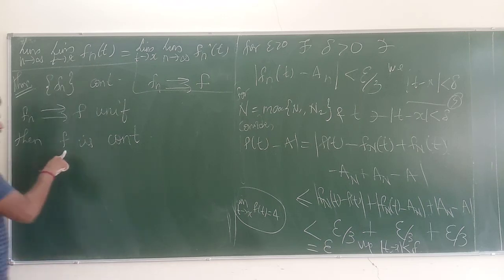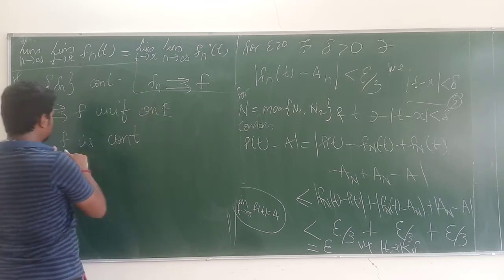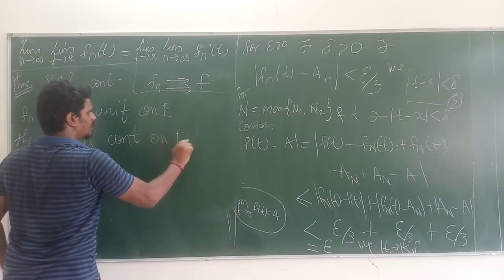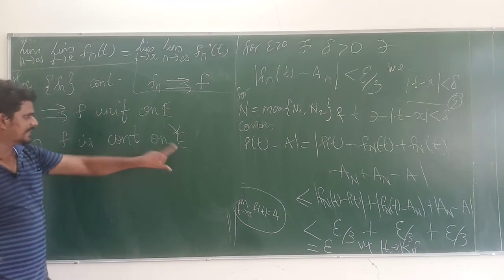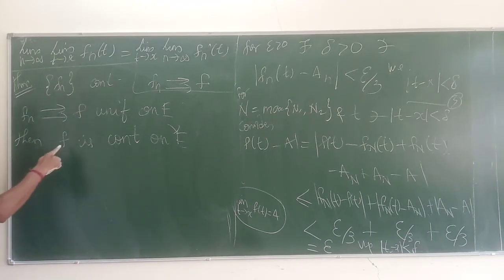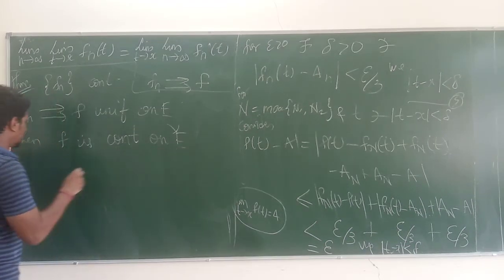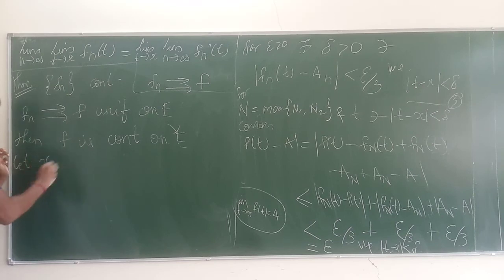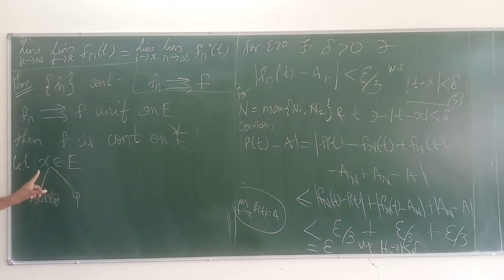To prove that the limit f is continuous on some set E, we have to prove that it is continuous on that same set E. We can split this E into two parts. F is continuous on E means f is continuous at each of the points in E. So let x be a point in E. Then we have two cases: x is an isolated point of E, or x is a limit point of E.